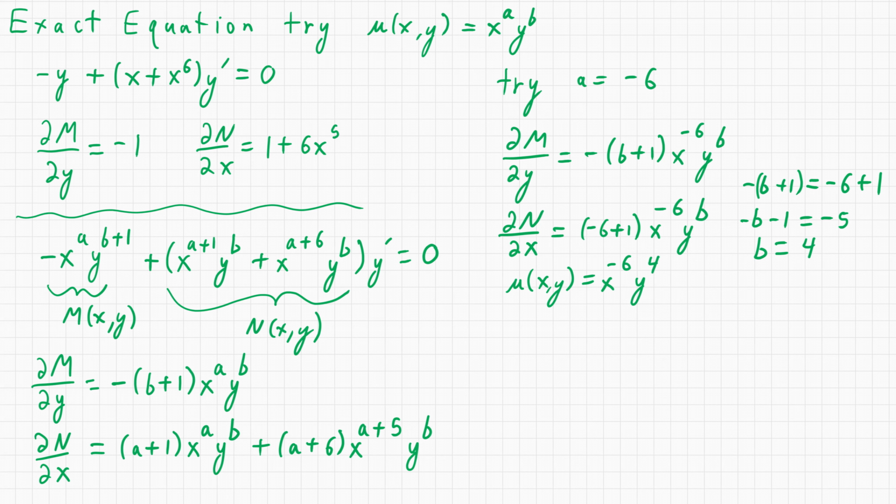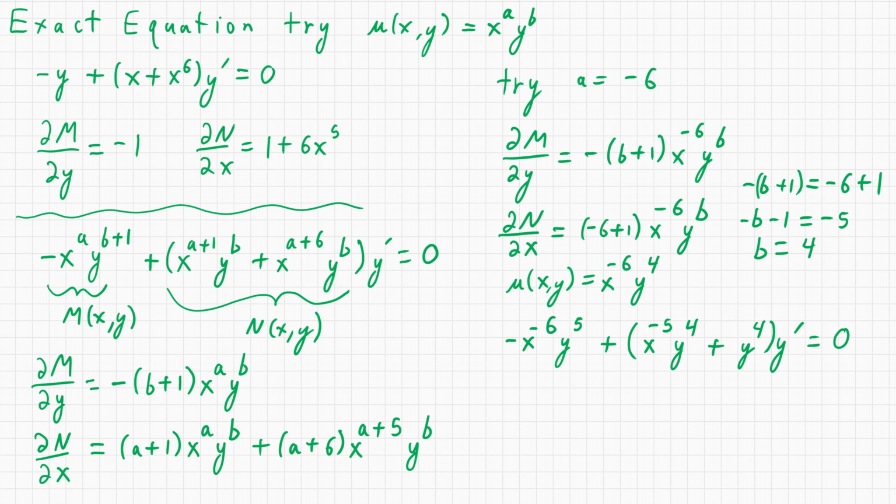Let's just check one more time. So our new equation is now going to be negative x to the -6th, and then y to the b plus 1, b plus 4, so y to the 5th, plus, okay, we have x to the a plus 1, so that's going to be x to the -5, y to the fourth, and then plus x to the negative 6 plus 6, x to the 0, so that's gone, plus y to the fourth, y prime equals 0.